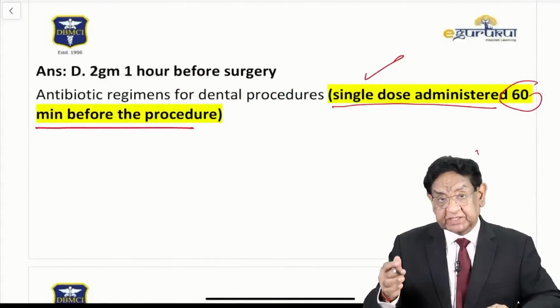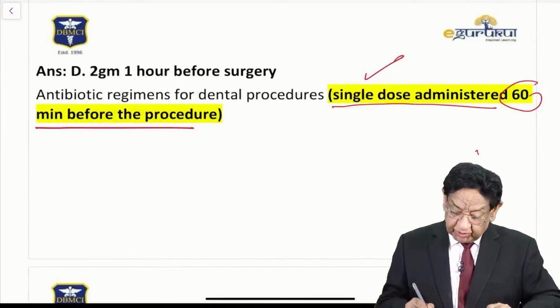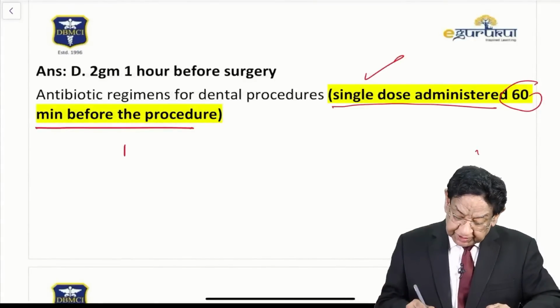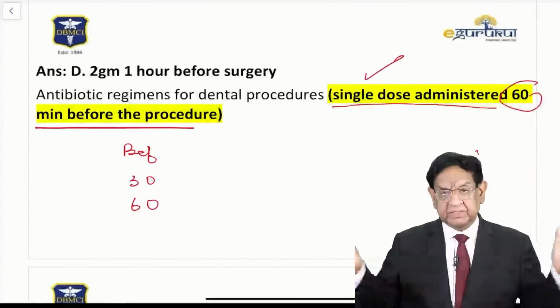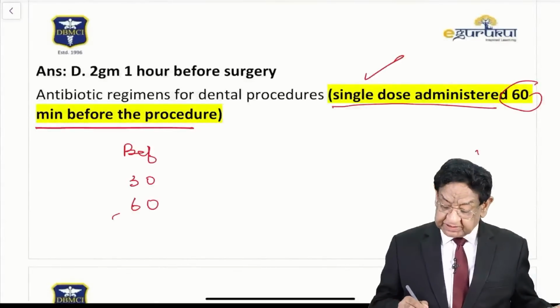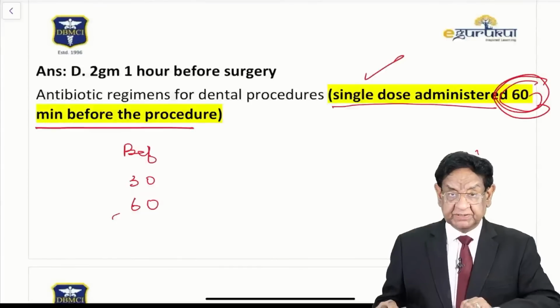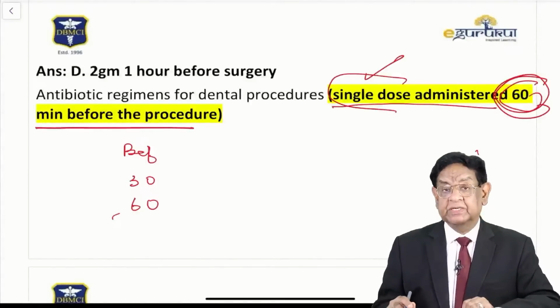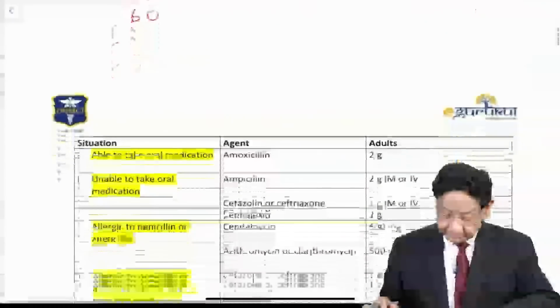The question can be changed this way also. You want to give amoxicillin, when will you give? Just before surgery, 30 minutes before surgery, 60 minutes before surgery, or something; various options will be there. The right answer is 60 minutes. The only keyword in this particular slide is 60 minutes. And the second thing is single dose. We don't repeat a dose, as it is only for prophylaxis.